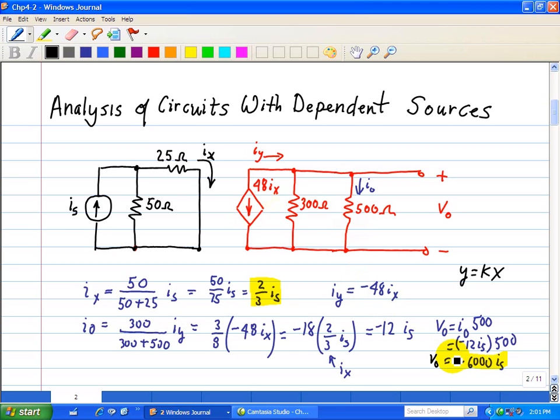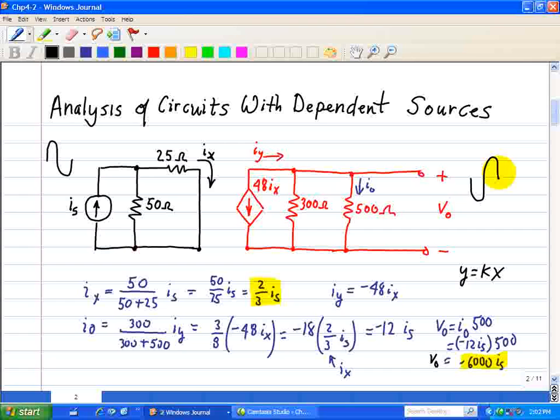Now circuits for which the constants are negative are said to provide signal inversion. In other words, if I have, let's say, a sinusoidal signal that looks like this at the input, then at the output it looks like an inverted version of that and possibly amplified. So it's important to keep track of signal inversions.